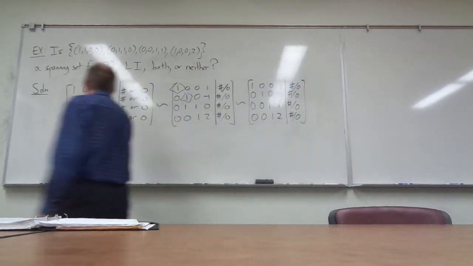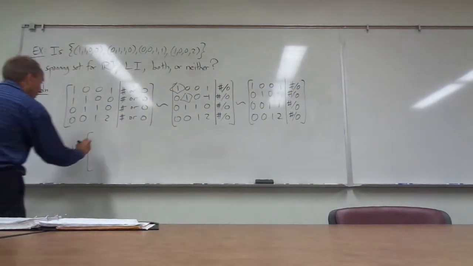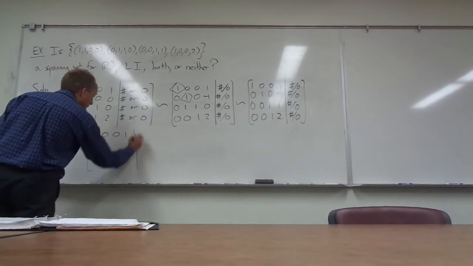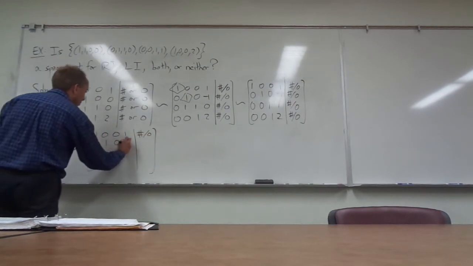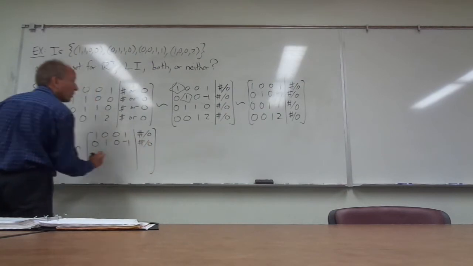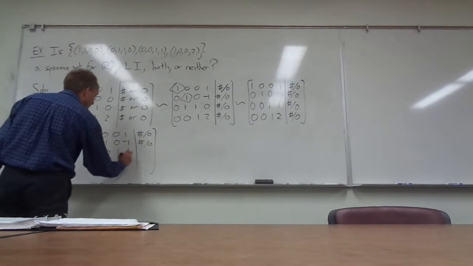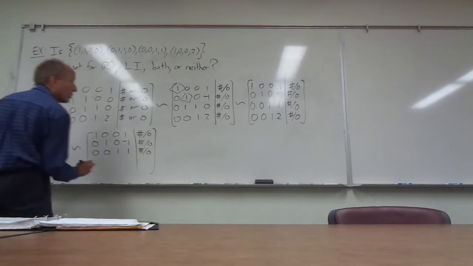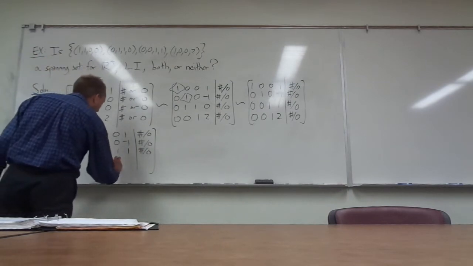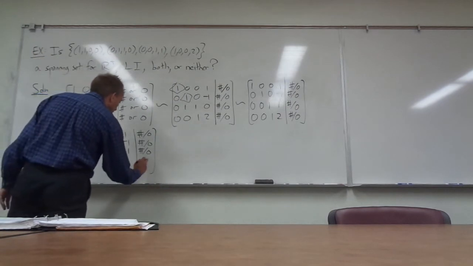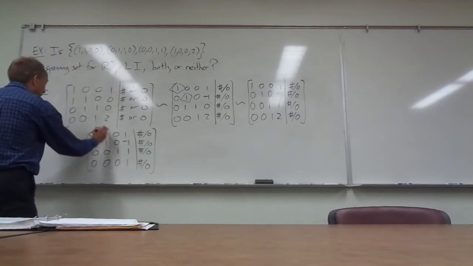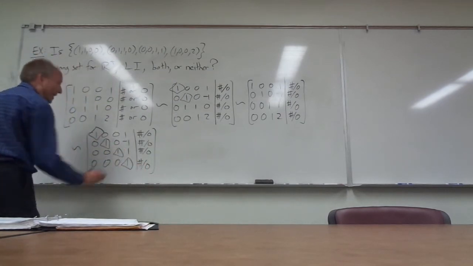And then one more step. I think we are just about there. So I have 1, 0, 0, 1 with a number or a 0. And then I have 0, 1, 0, negative 1 with a number or a 0. And 0, 0, 1, 1 with a number or a 0. And I'm going to take the negative of the third row and add it to the fourth row. And sure enough, I get pivots right down the main diagonal.